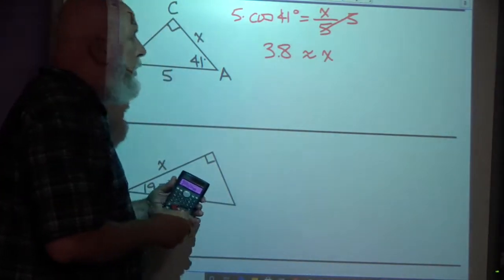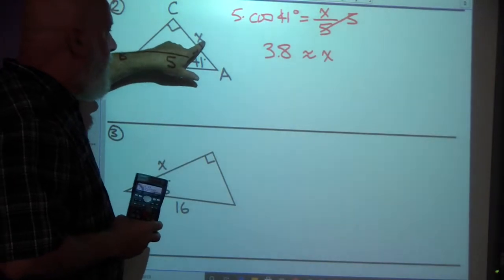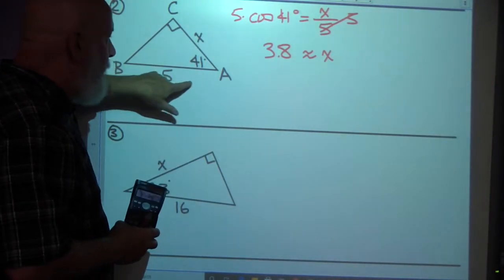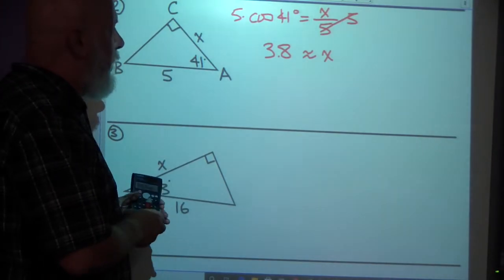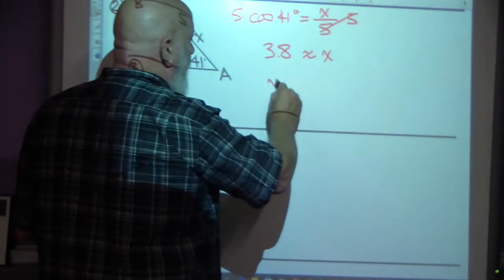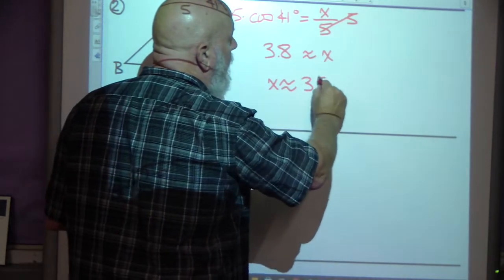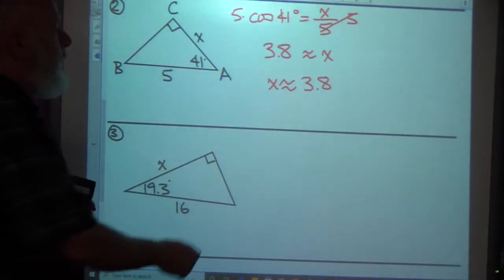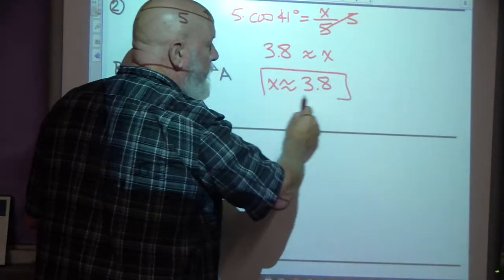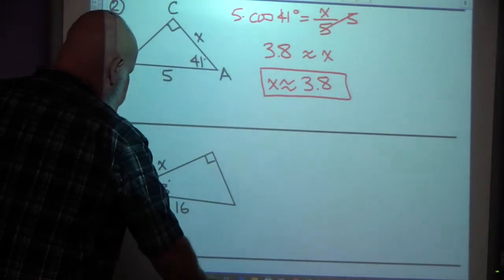And that would be light years or miles or centimeters, but since it's not indicated what our unit of measure is, we don't have to indicate it in our answer. So in this case, I would just say x is approximately 3.8 units. And I would look for that choice among my multiple choice. Let's take a look at this one.